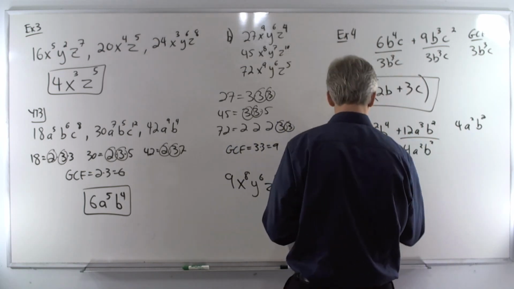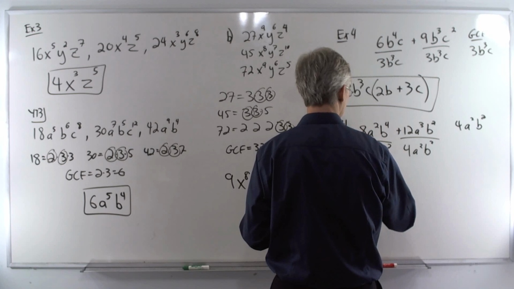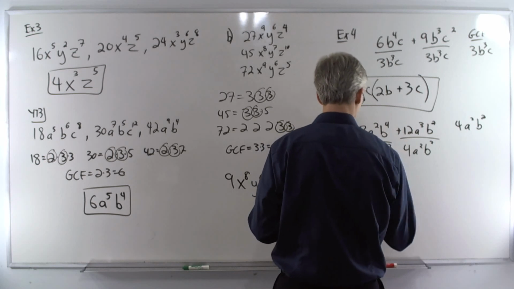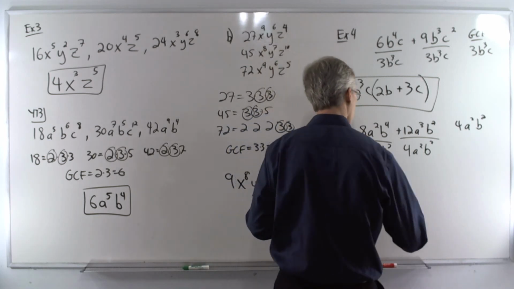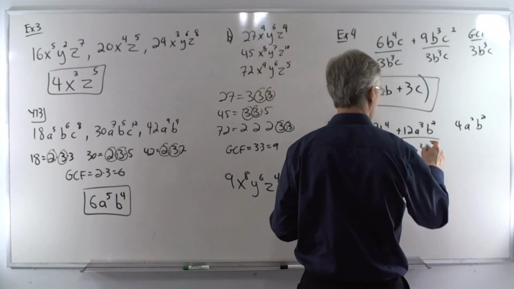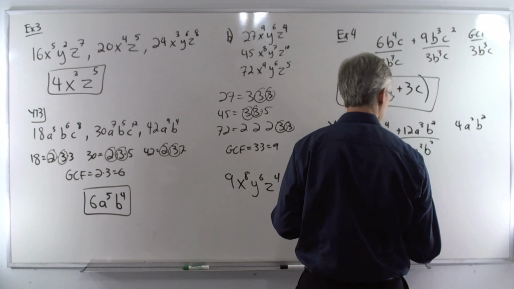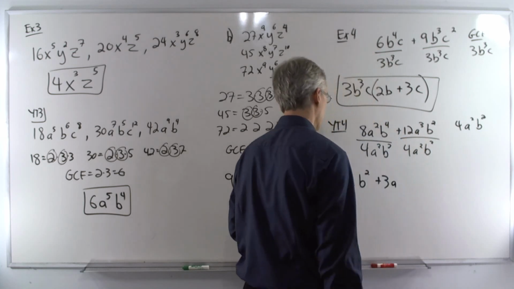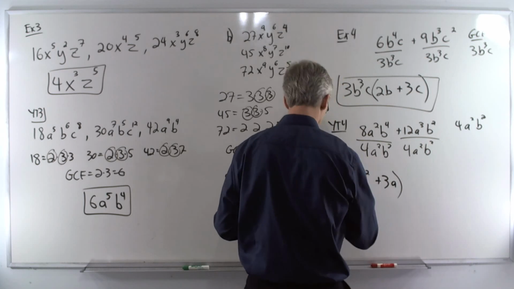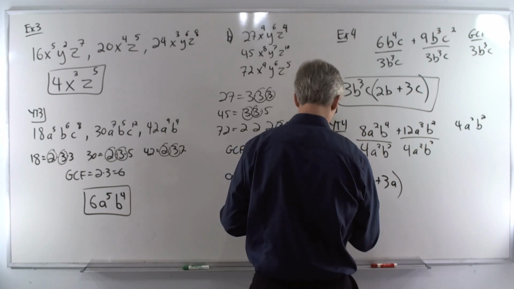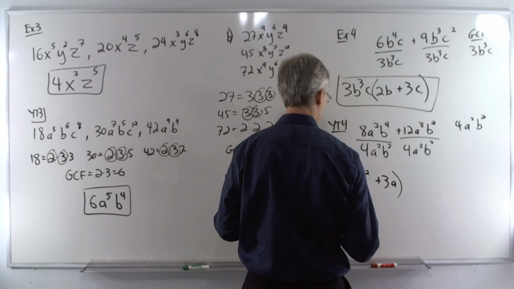Dividing out, 8 divided by 4 is 2. A squareds cancel. The b to the 4th over b squared is b squared. Second one, plus 3. A is left over on top, and the b squareds cancel. All right, so there's our results of the division, and then GCF goes on the outside. 4 a squared b squared.